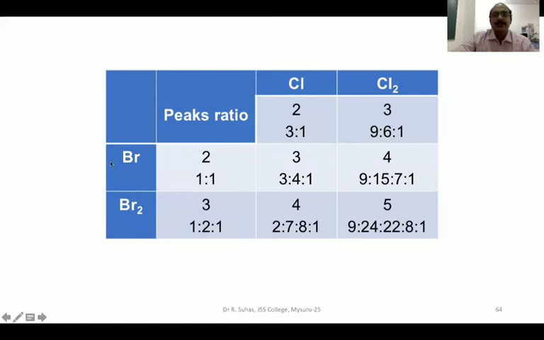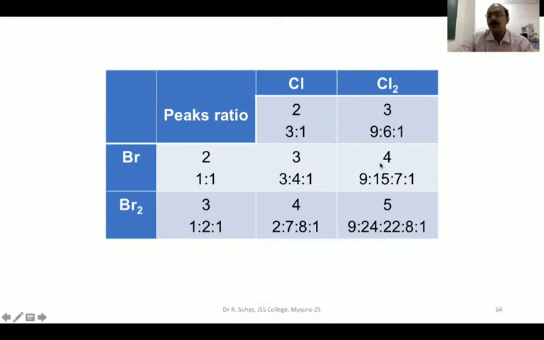In case there is only 1 bromo, it is going to give 2 peaks of roughly 1:1 intensity. If there are 2 bromo, it is going to give 3 peaks of 1:2:1 intensity, right? And what if there is 1 bromo and 1 chloro? Then it is going to give 3 peaks in the ratio of 3:4:1. What if there is 1 bromo and 2 chloro?